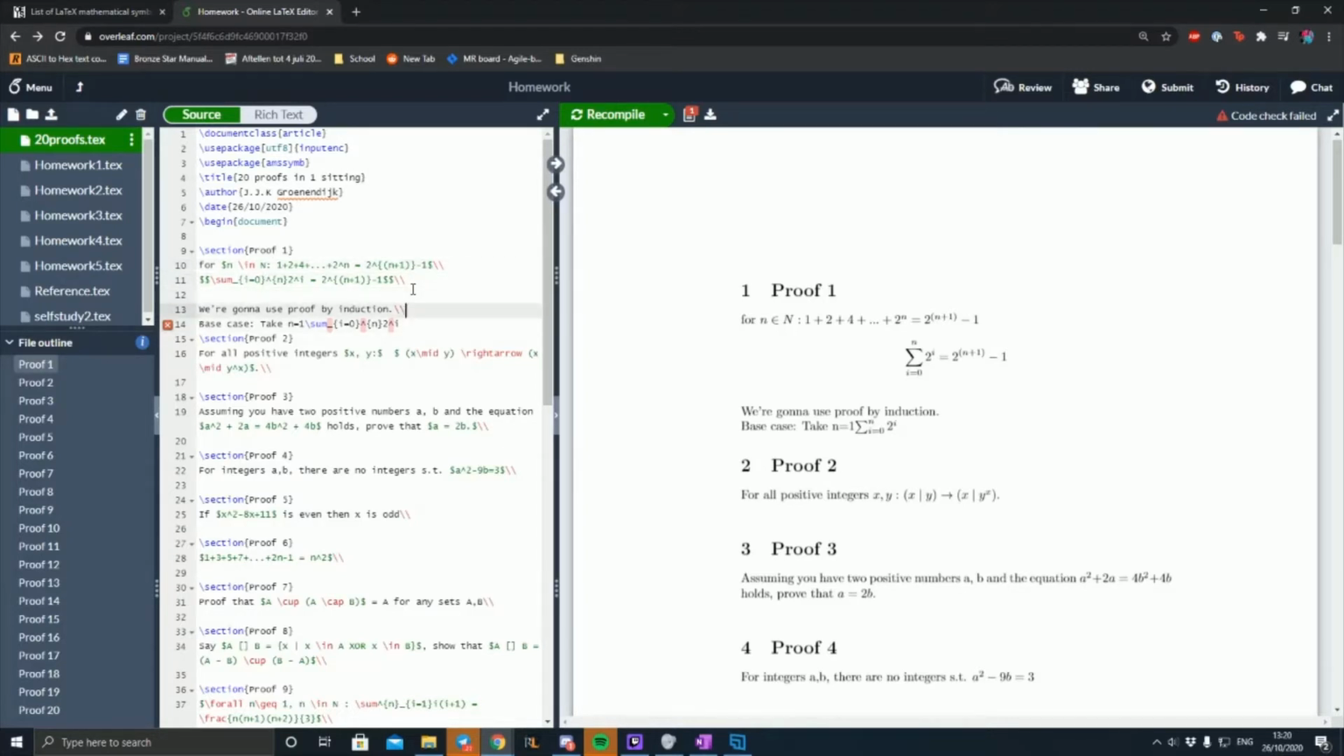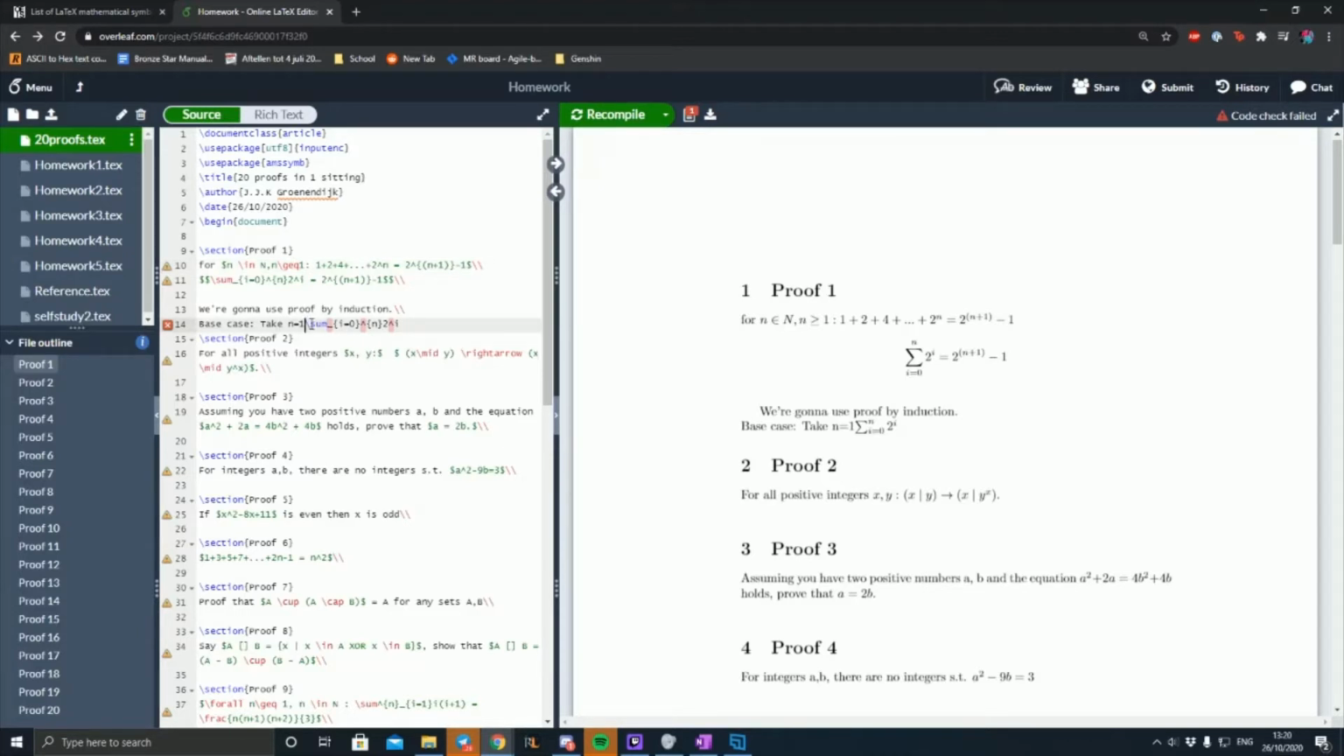I'm not sure if zero works as a base case. So in that case, let me just say n is greater than or equal to 1. So for all natural numbers n that are greater than or equal to 1, this will hold.